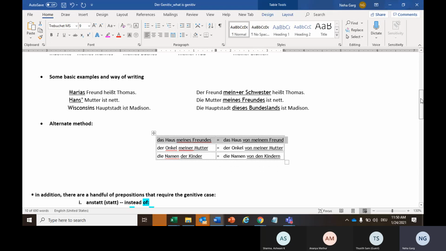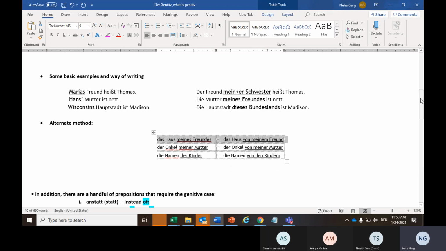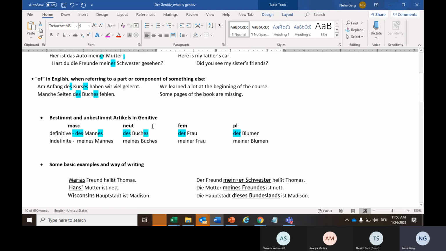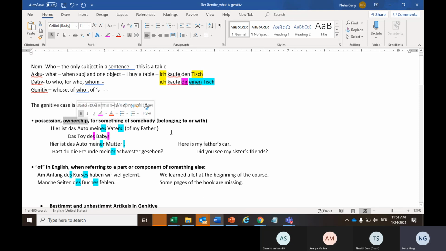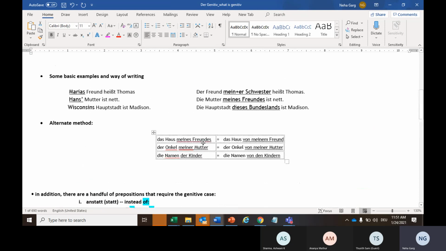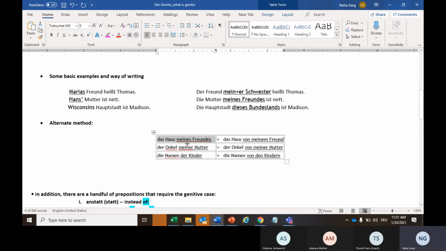Okay, now one more example. We have learned in A1, A2 one dative preposition, "von," which means "of." So this is also an alternative to write anything which is related to somebody else, or in terms of possession or ownership. This is just for extra information.